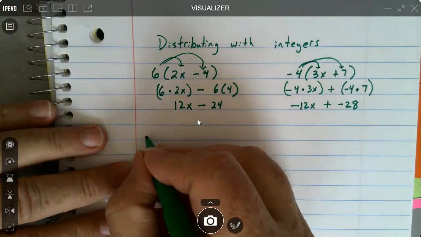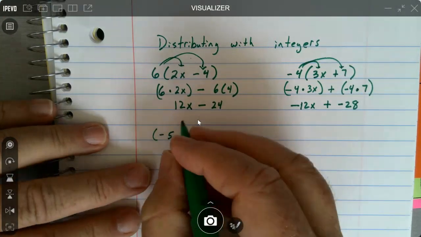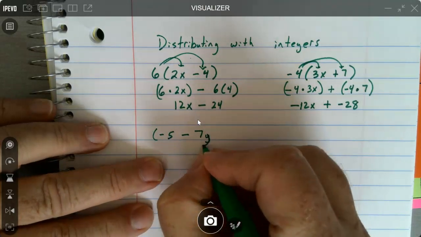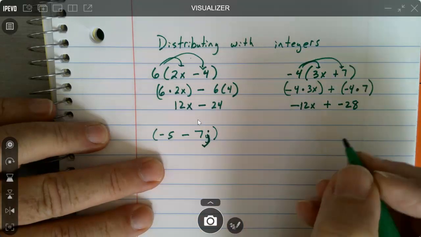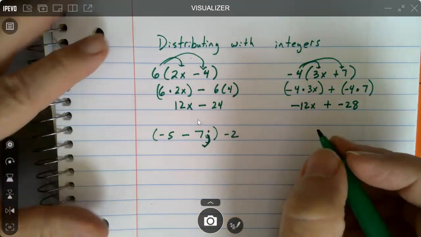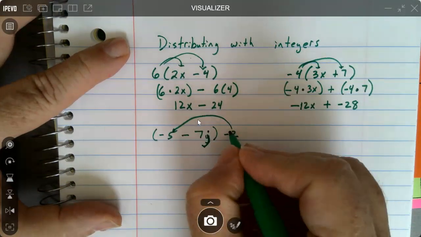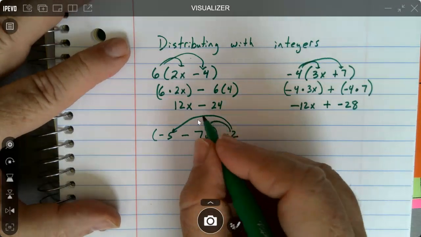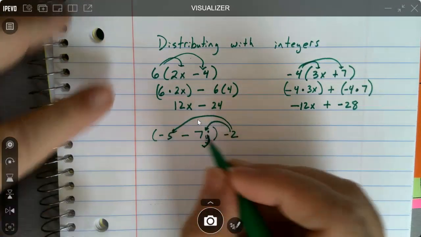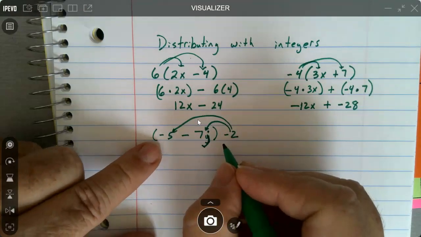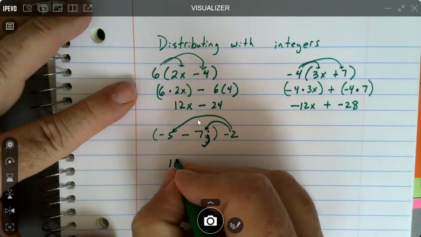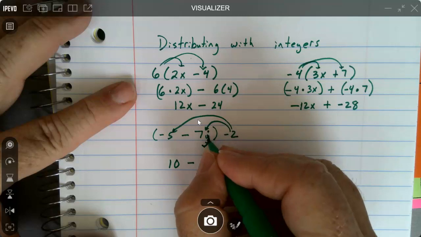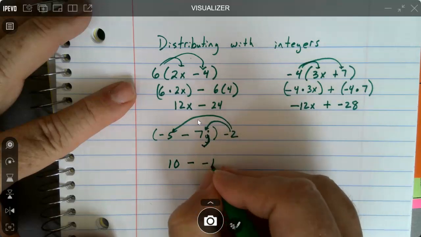So this time what we're going to do is negative 5 minus 7j, close it, negative 2. So we're going to go ahead and do this first. So we're going to do negative 2 times negative 5. So think negative 2, negative 5. That's going to be positive 10. Drop the minus. Negative 2 times 7j is going to be negative 14j.